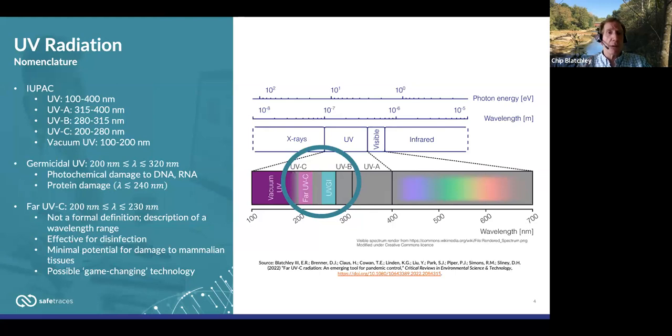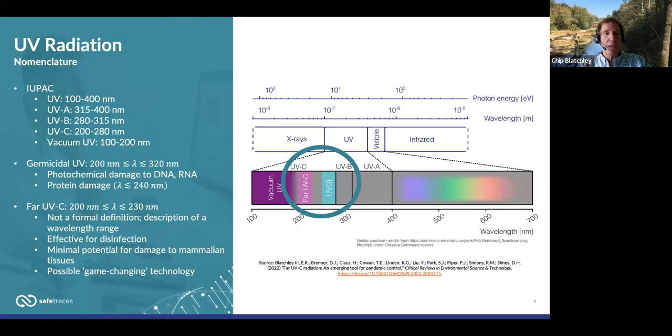And you'll see in the upper left, there are several different ranges of ultraviolet radiation that have been identified. UV generally represents the wavelength range from 100 to 400 nanometers. And then within that range, there are subdivisions that exist, including UVA, UVB, UVC, and vacuum UV, and their ranges are defined in the upper left as well.